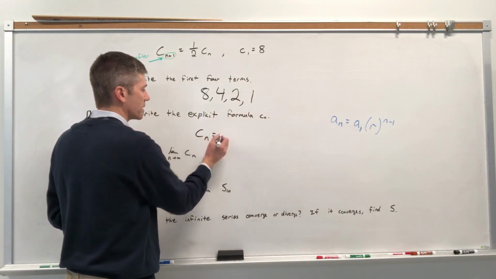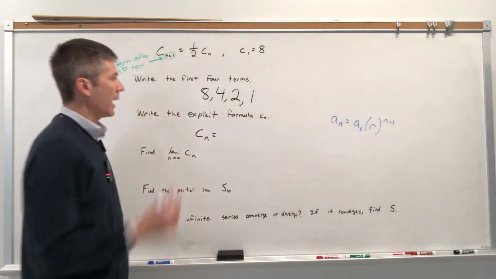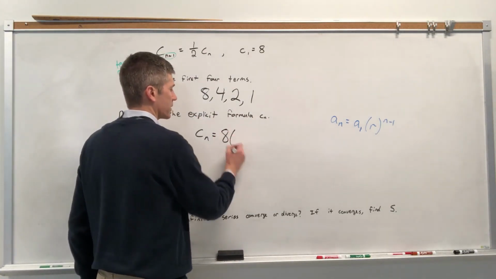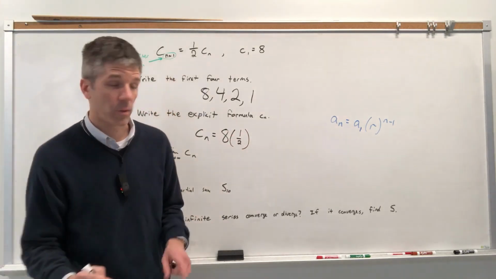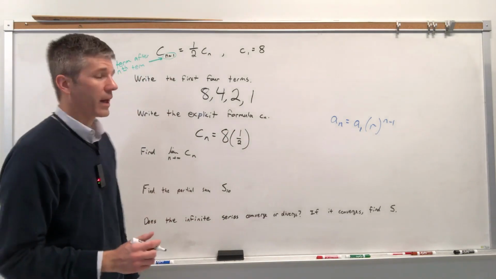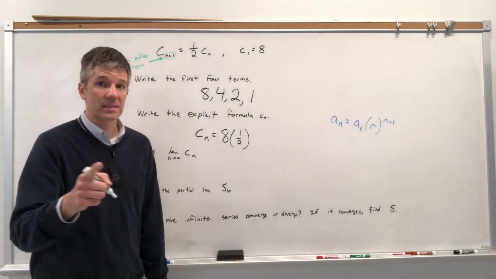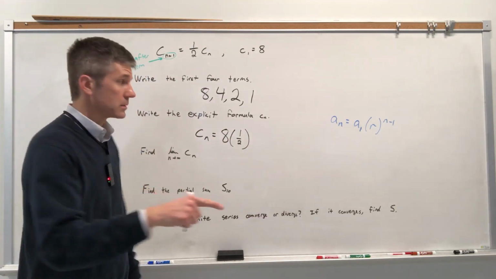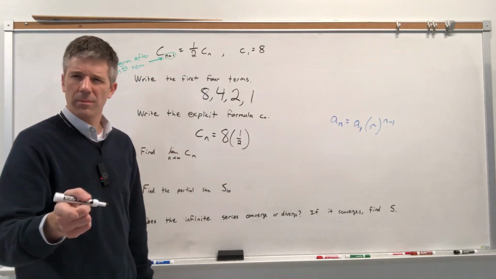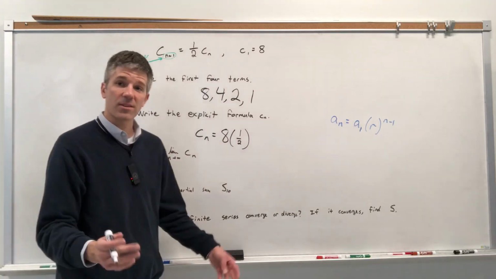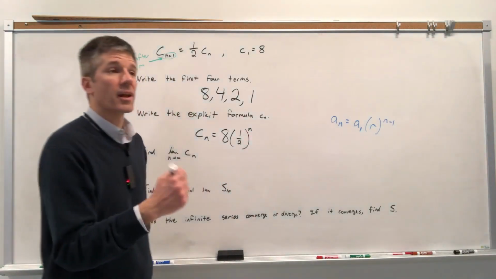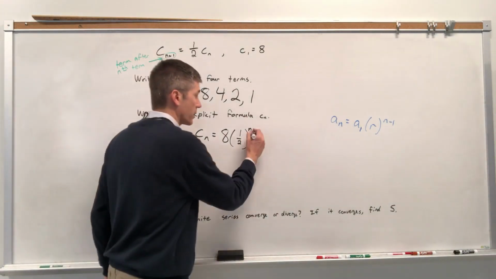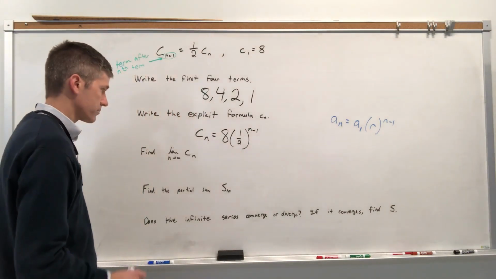So c sub n, any term I want, I'll need to know where I start and how I keep going. But then, how many times am I going to multiply by 1/2? I will multiply by 1/2 one less times than I would need to get the term I want. That makes sense. Now, let me try this again. You want the 10th term, you need to multiply by 1/2 9 times. You want the 100th term, you'd have to multiply 99 times. So n minus 1. There we go.